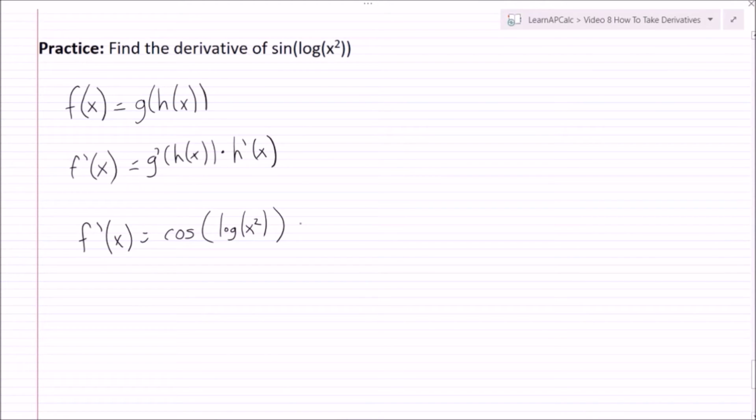Alright, and now we need h prime of x. Now, just from knowing the formulas that I showed you, we can simply say that this is going to be 2x over ln of 10 times x squared.